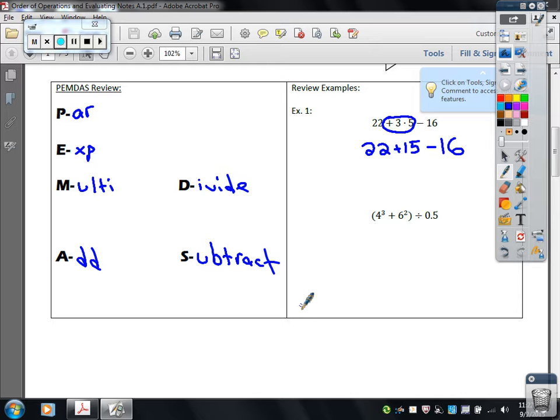Okay, so here we have addition and subtraction together. Again, I go left to right. What's 22 plus 15? 37. And what's 37 minus 16? 21. 21.